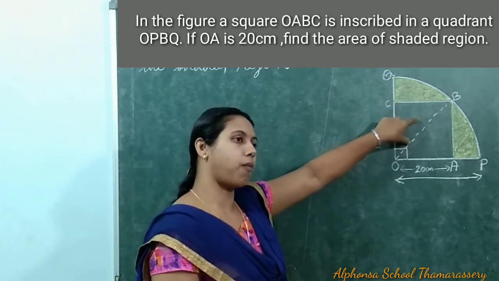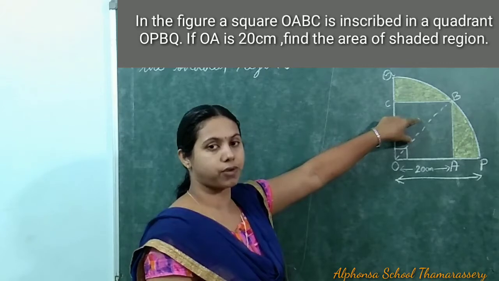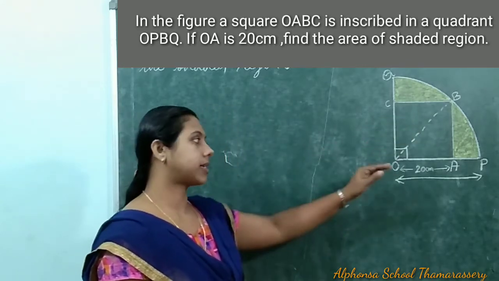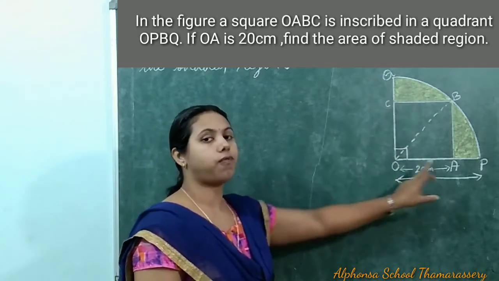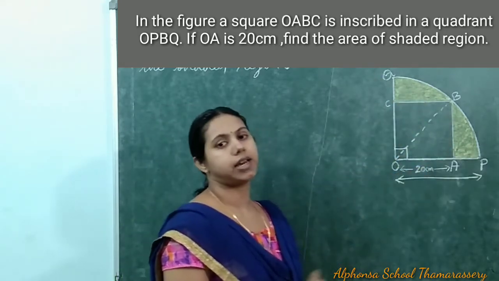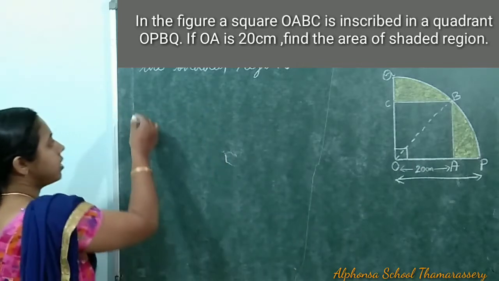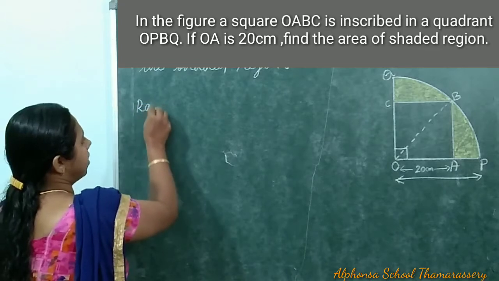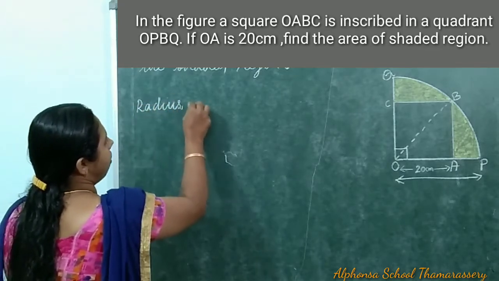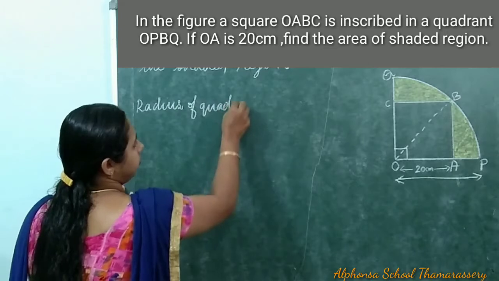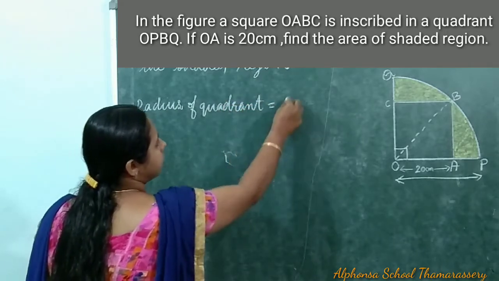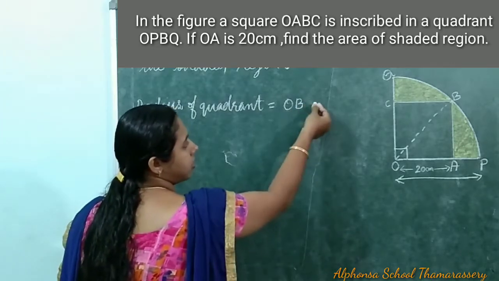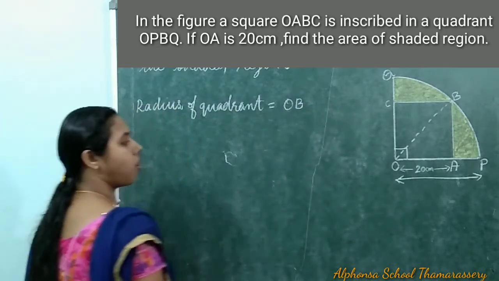If we get the length of OB, that is equal to the radius of the quadrant. So we can find the area of the quadrant. Then you can subtract the area of the square from the area of the quadrant, and you will get the area of the shaded region. So when you are writing, you have to write: radius of quadrant is equal to OB, or it's also equal to OQ, or it's also equal to OP.